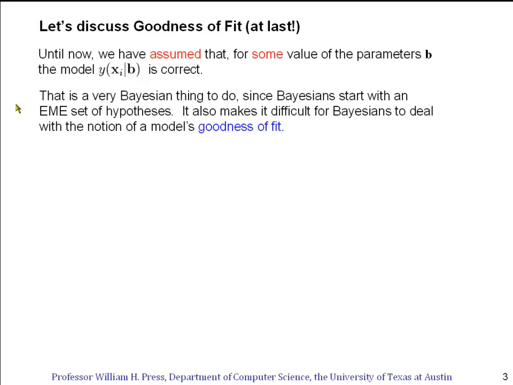Now assuming that some value of b's are correct is a very Bayesian thing to do, because Bayesians have to start out with an exhaustive and mutually exclusive set of hypotheses. A consequence of this, though, is it makes it very difficult for Bayesians to talk about the notion of a model's goodness of fit, because if a model doesn't fit well, it's an admission that you didn't have an EME set of hypotheses when you wrote down the model. So we're going to have to be frequentists for a while again here to make sense of this.